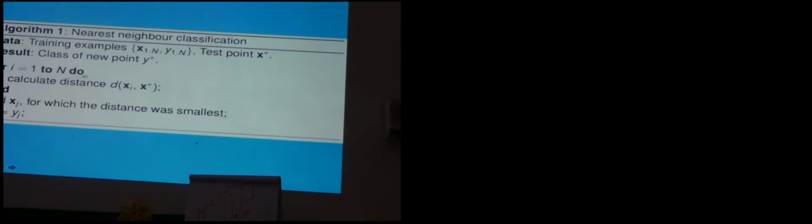So for that, we can calculate the distance between this new point and each xi, and then we find the xj for which the distance was the smallest, and then our new class will actually be the class of the point xj, which in that case will be the corresponding class yj. Okay, so basically that is the algorithm that we would use if we are talking about the distance.